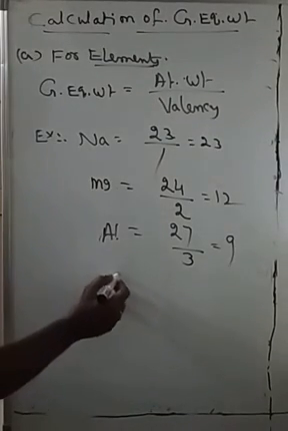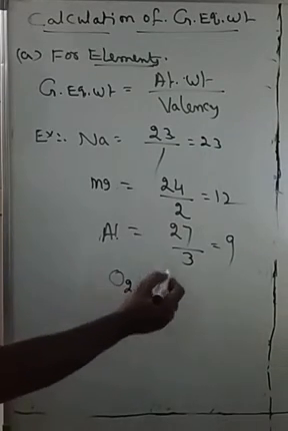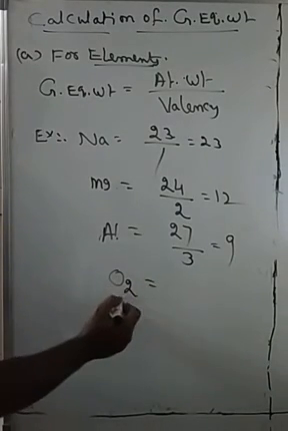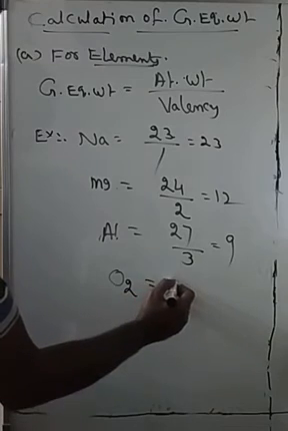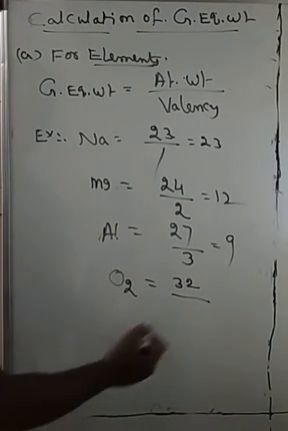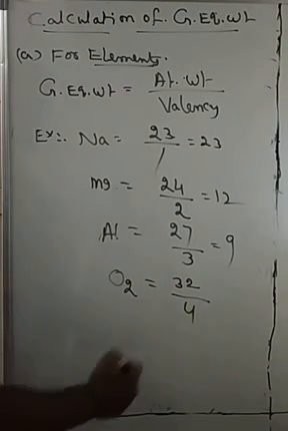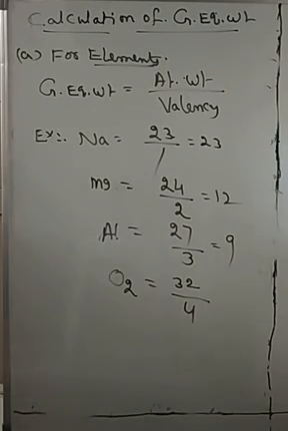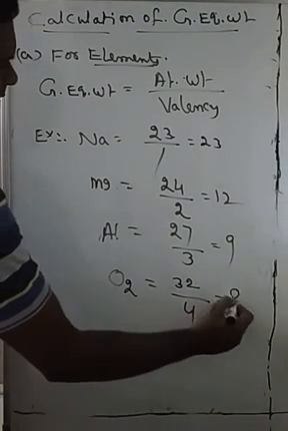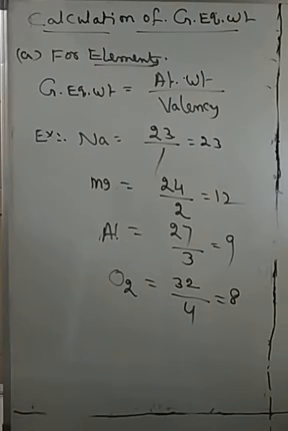Take one more example, O2. O2 is represented in molecule state. That's why I take the molecular weight by oxygen valency. Each oxygen is 2, so 2 oxygens make 4. It becomes equivalent weight of oxygen is 8. So these are some examples of calculation of equivalent weights for elements.